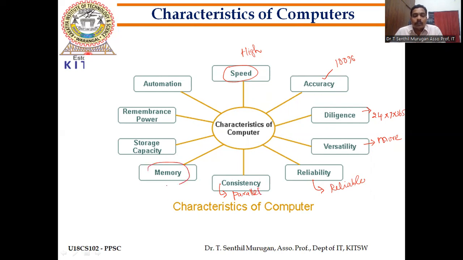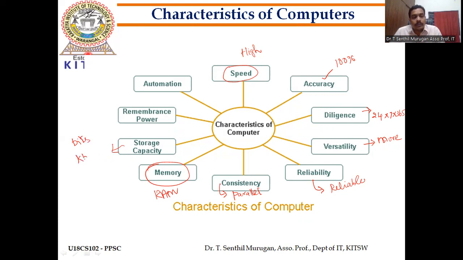Then memory, we know there are different types of memory. The memory is used for storing information. And storage capacity, secondary storage. The memory may be considered as primary storage, and then secondary storages, which have a storage capacity. We know that we measure it in bits. Bits means zeros and ones.